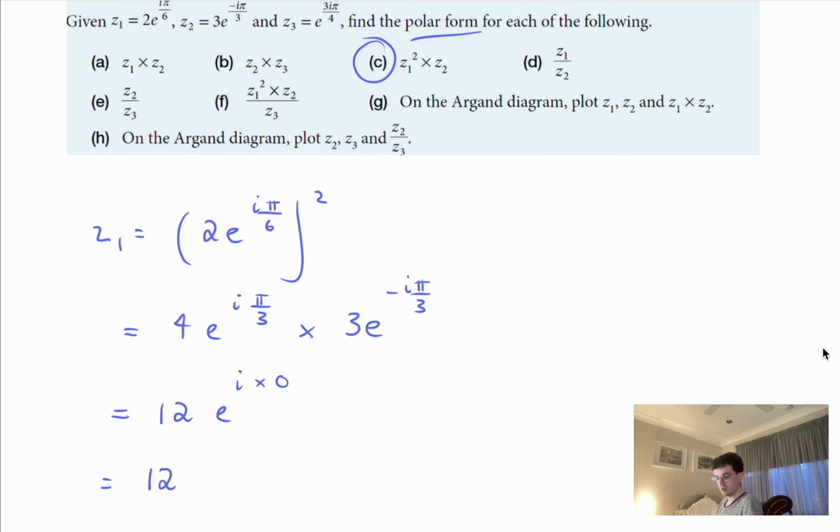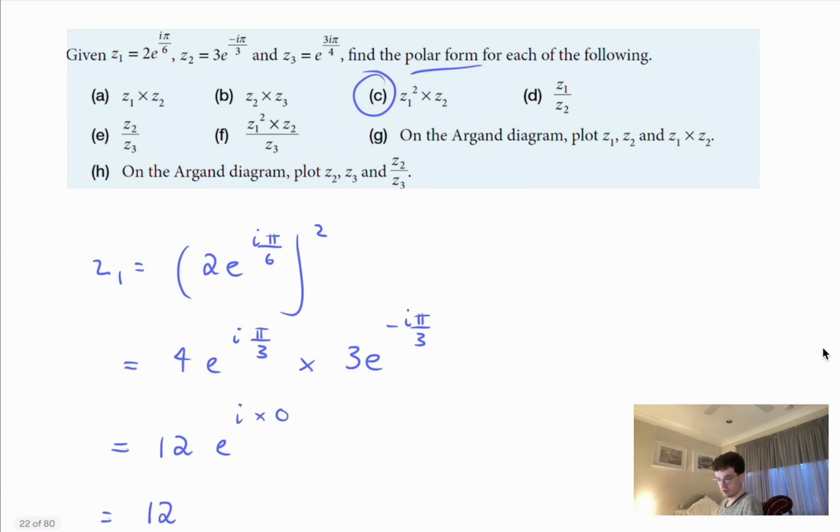So just to recap what we've done, we wanted to find z1 squared, so we've applied De Moivre's theorem. We've gone 2 squared is 4, and then pi on 6 times 2, which is what De Moivre's theorem tells us to do, is pi on 3. And it then told us to times by z2, which is 3e to the minus i pi on 3. But again, when we multiply complex numbers, it's the same as multiplying indices, we add the powers. And if we do that, we get 0. Pi on 3 minus pi on 3 is 0. So i times 0 is 0, and anything to the power of 0 is 1. So the answer is 12.